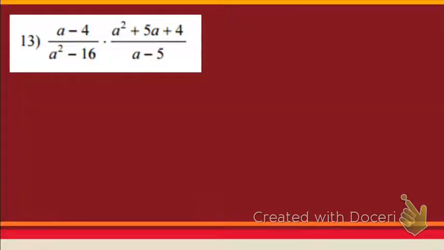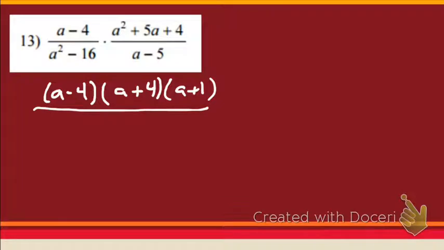All right, so here's the first one. We'll simplify this. So we're going to factor everything. We're not going to multiply out like a minus 4 times a squared plus 5a plus 4. We're going to factor everything. So our first factor is a minus 4, and then we're going to multiply across. This a squared plus 5a plus 4 is going to factor to a plus 4 times a plus 1. And then over this a squared minus 16, we could factor that. It'd be a minus 4 times a plus 4, and then times a minus 5.